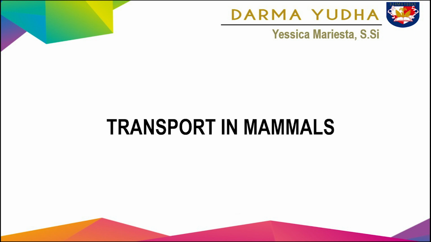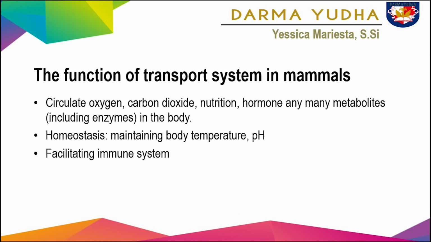All animal cells require a supply of nutrients, such as glucose, for metabolism to produce energy. Most living cells also need a constant supply of oxygen. Besides that, there will also be waste products, such as carbon dioxide, to be disposed of. So basically, the functions of the transport systems in mammals are: first, it circulates the oxygen, carbon dioxide, nutrition, hormones, and many metabolites, including the enzymes, in the body.